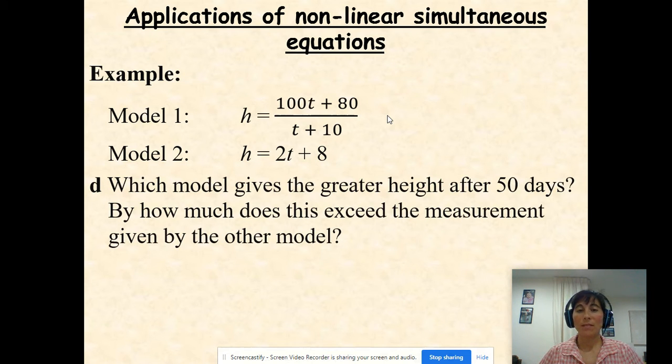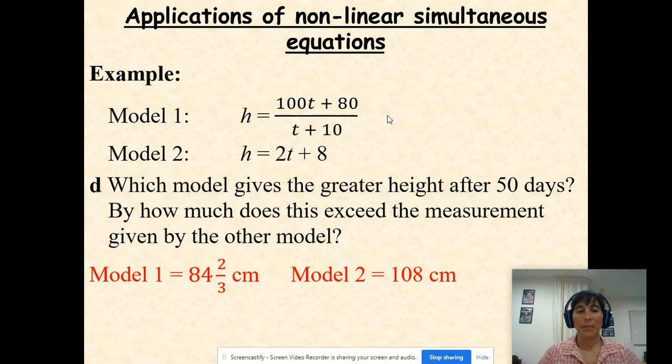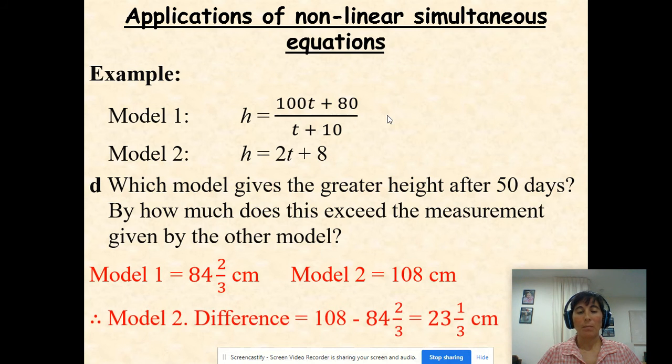D. Which model gives the greater height after 50 days? By how much does this exceed the measurement given by the other model? So what we can do there is just substitute in t equals 50. And when we do that, we should get that it's 84 2/3 centimetres for Model 1. In Model 2, substituting in t equals 50, we should get 108 centimetres. So therefore, Model 2 exceeds the measurement given by Model 1, and the difference is going to be 108 minus 84 2/3, which is 23 1/3 centimetres.